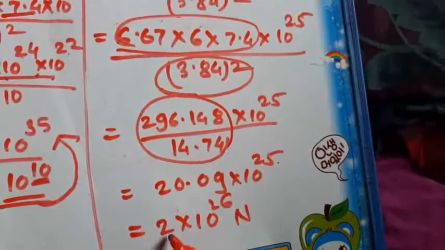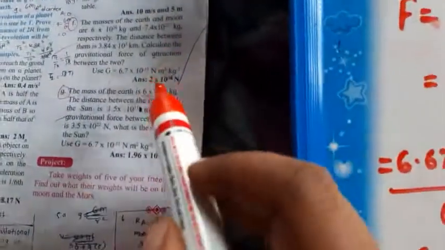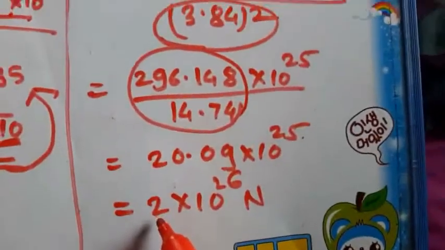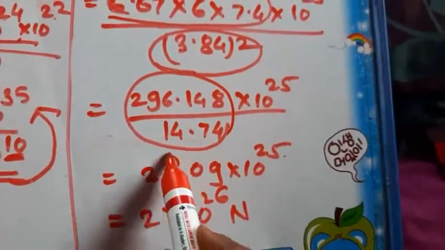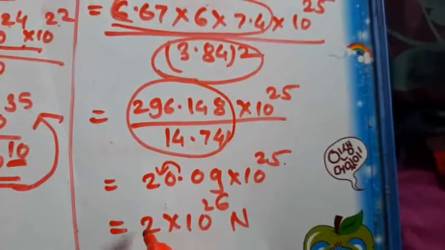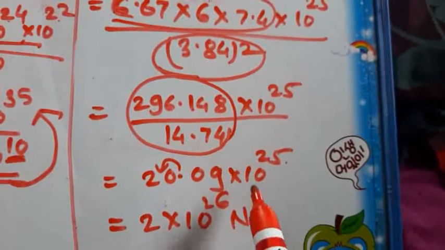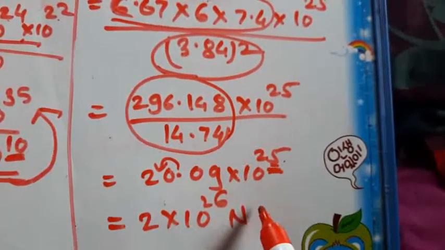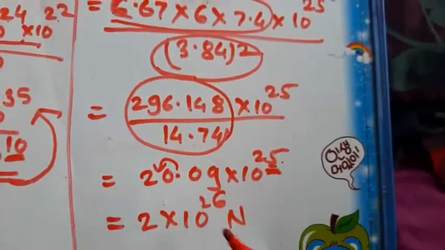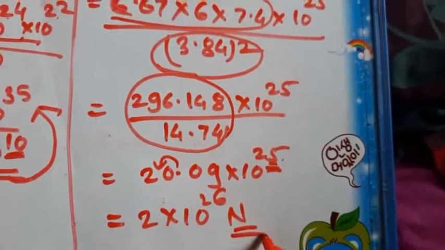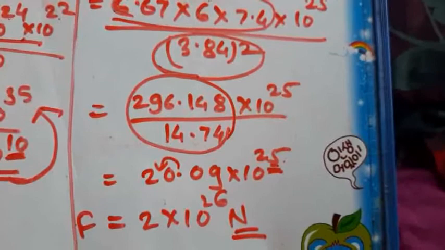If we want the answer in textbook form like 2 into 10 raised to like that, then just shift this decimal point here. So it will become 2 into 10 raised to 26. Here just one power we have to increase because decimal point we have shifted to left, and unit will be Newton as it is an attraction force.